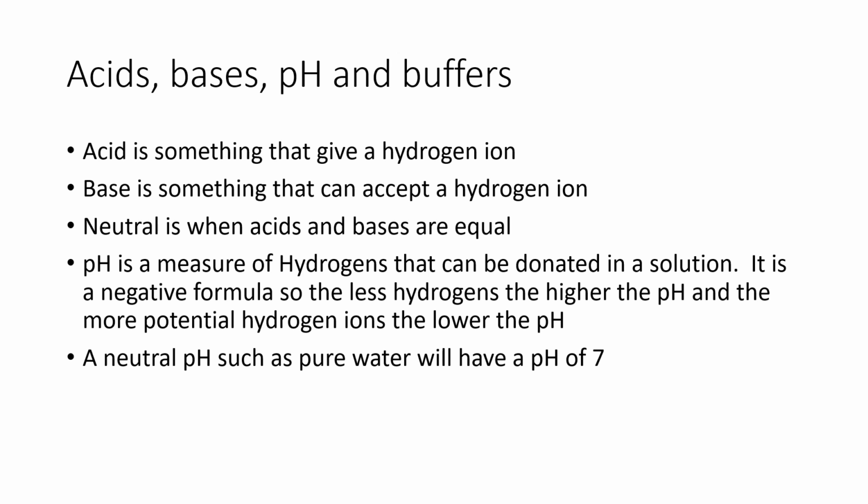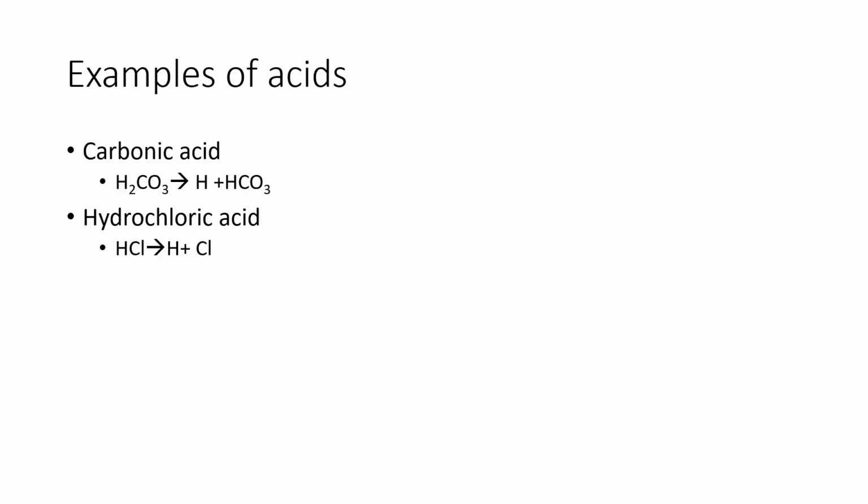So pH of 7 is neutral. So if it's less than 7, it has more hydrogen, which means it has a lower pH. If it's more than 7, it has a higher pH, which means it has a lower amount of hydrogens.